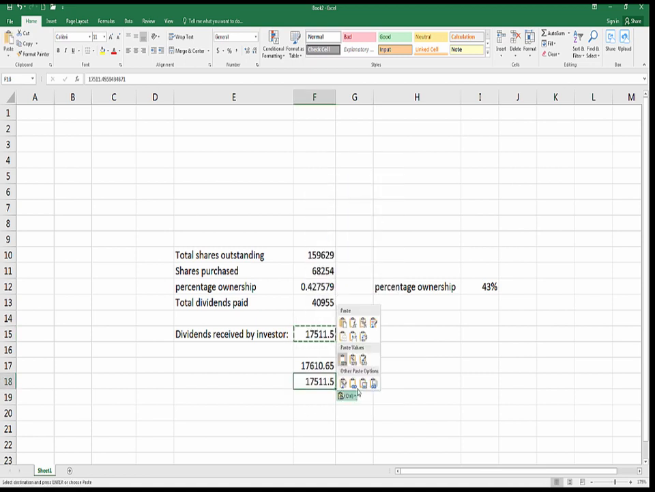Again, in the long run, especially if that percentage ownership is going to be used for a lot of different calculations, it's much more efficient to do it this way. And secondly, you're going to get a more accurate answer. The rounding error here is about $100, which is 1/16th, 1/17th.